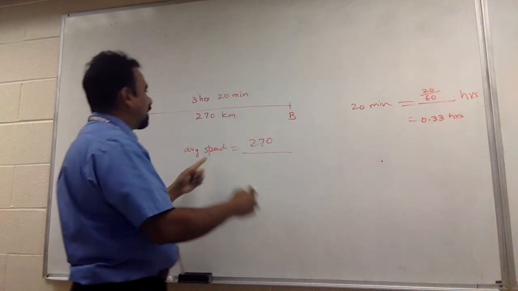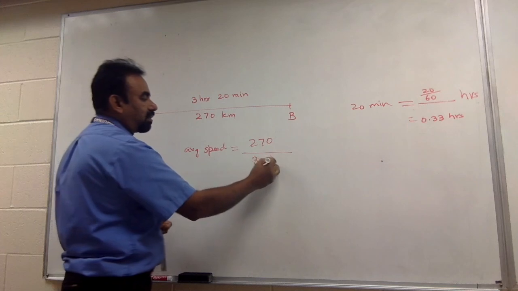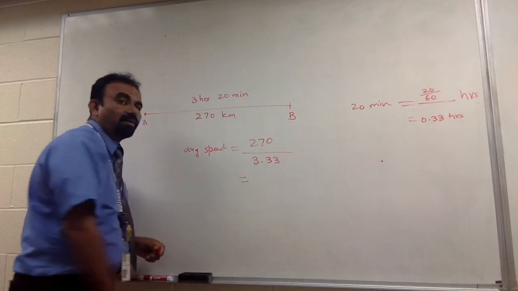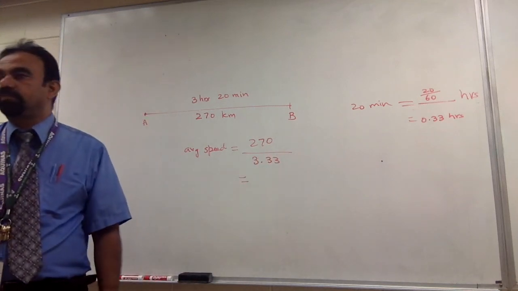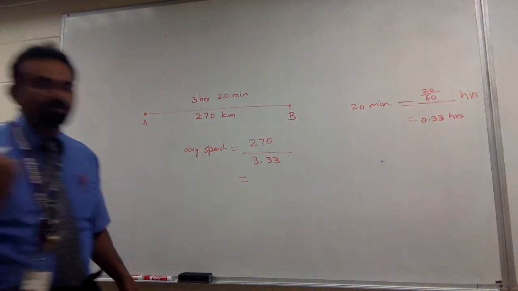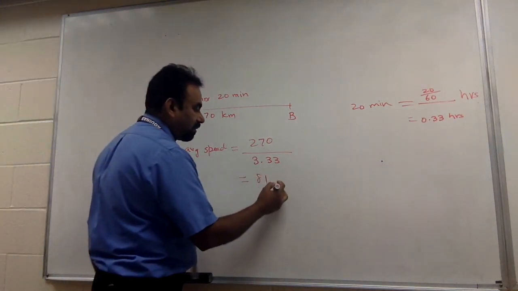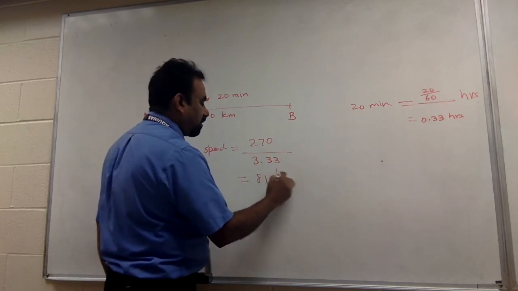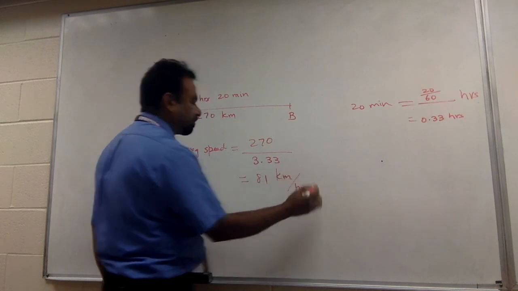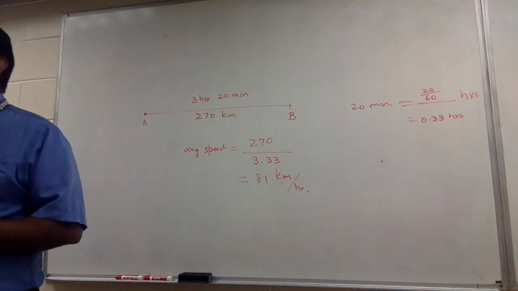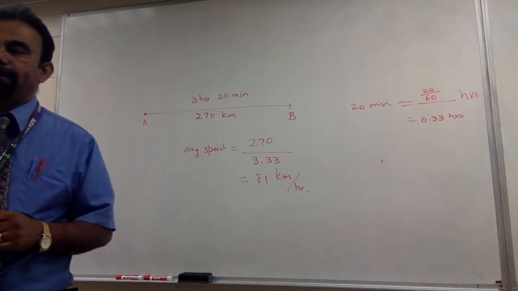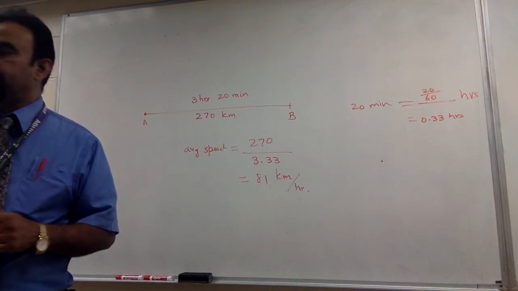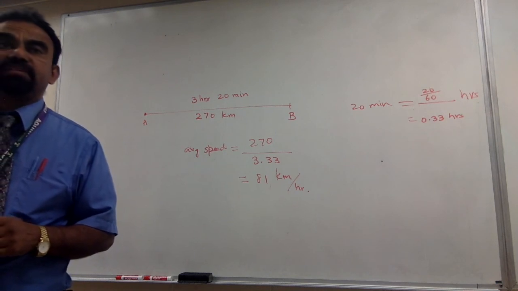So what is the total time here? It is 3.33 hours. Now you do the calculation. 81. Yeah, 81 point? Same. 81 kilometers per hour. Now how many meters per second is that?